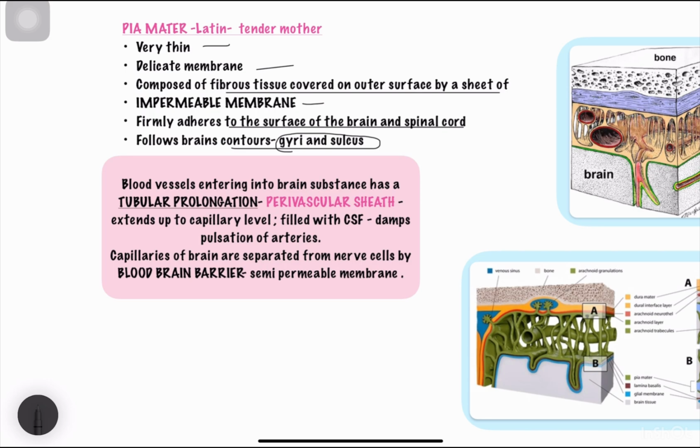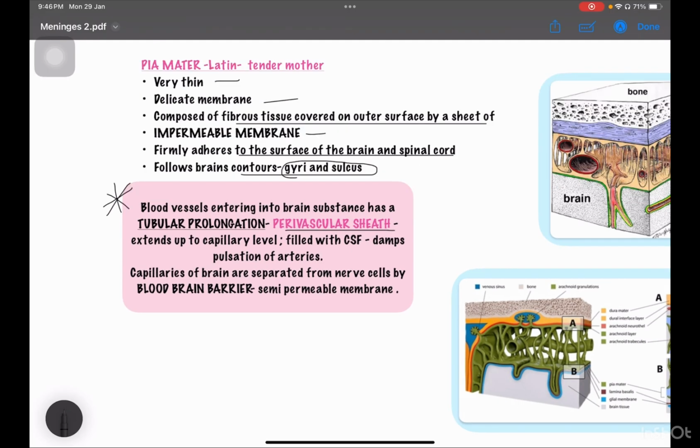So there's an important point to remember, which is that the blood vessels entering the brain, the cortex, have a tubular prolongation, which is known as the perivascular sheath. The main reason for this tubular prolongation is to dampen the pulsation of the arteries. It's filled with CSF.